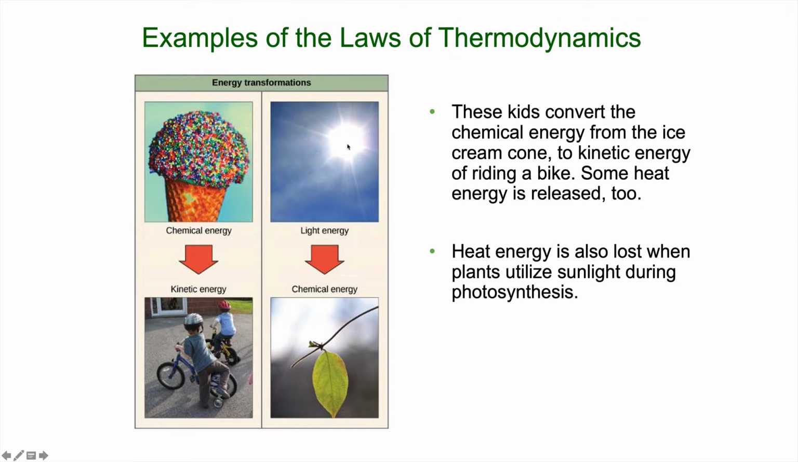Here's a situation where light energy is being used by the leaf to make sugars. Kinetic energy of photons of light into the stored potential energy of the sugars in the leaf. And some heat energy is being lost by the plants during photosynthesis too. Has to satisfy the second law of thermodynamics.